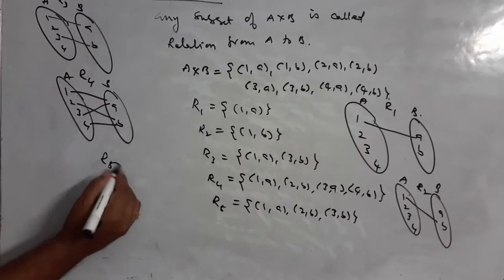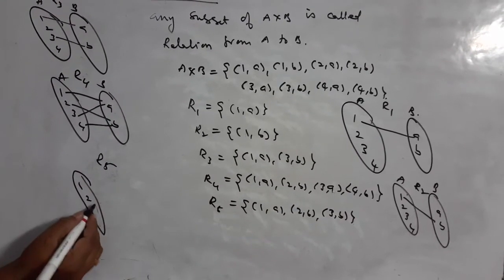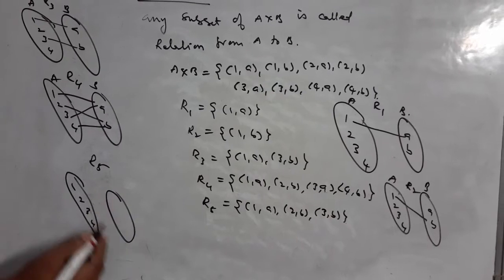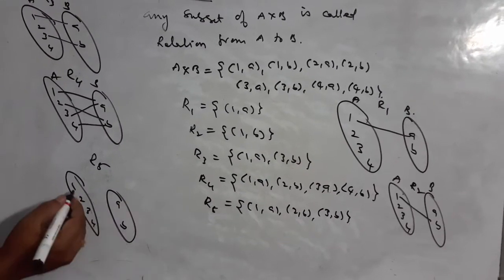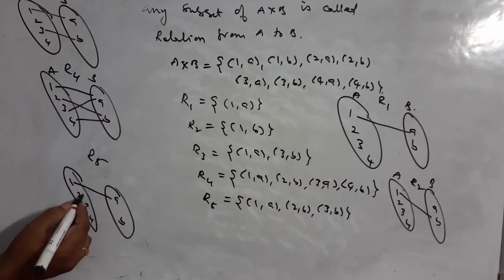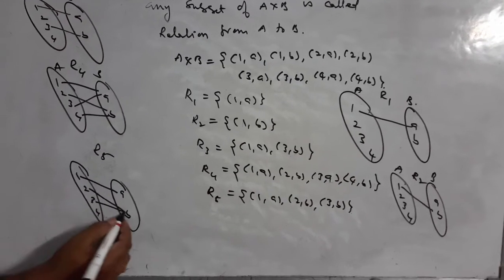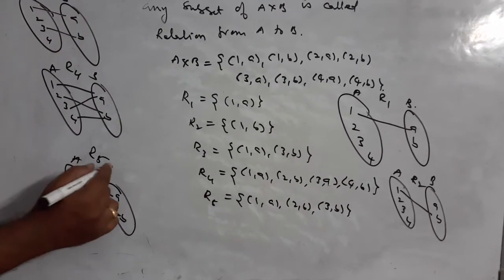R5, what is R5? Here it is 1, 2, 3, 4 and A, B. 1 is mapped with A, 2 is mapped with B, 3 is mapped with B. It is a relation from A to B.